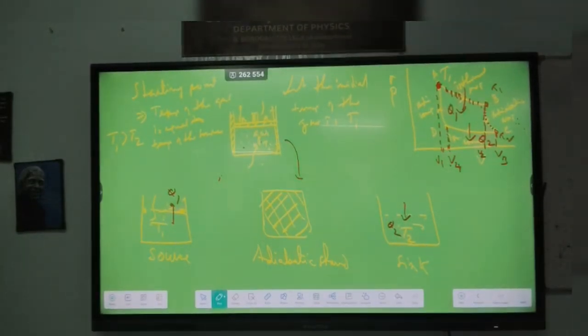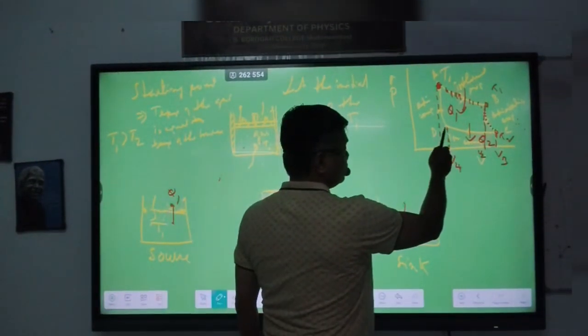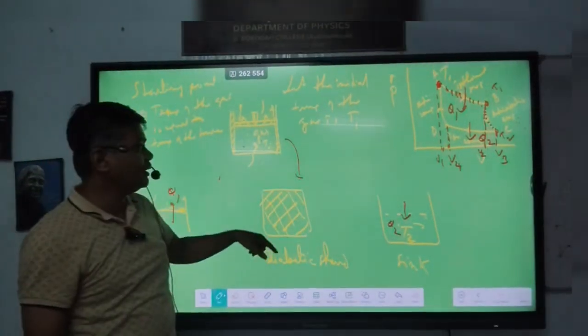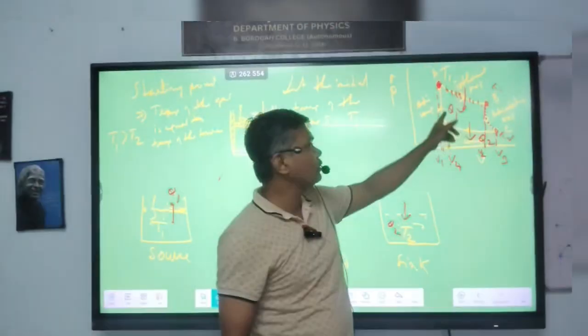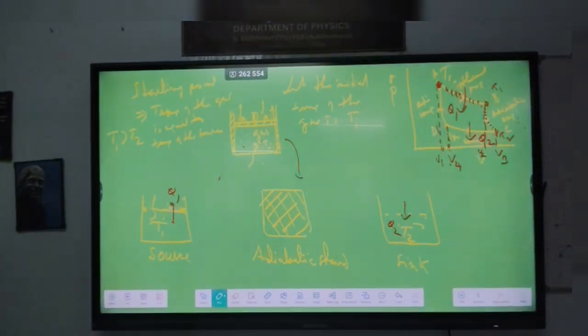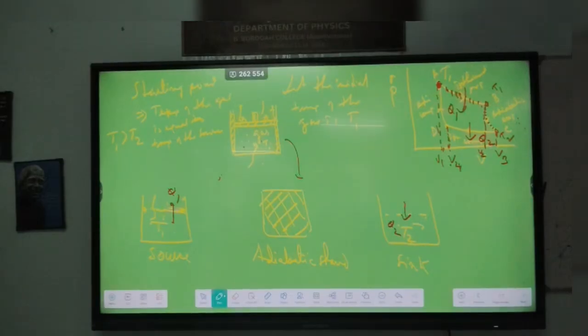Once the sink temperature is reached, then again I will allow the gas to compress, isothermally. After isothermal compression it will come to the volume V4, and after that I will put the gas over the adiabatic stand and allow it to compress adiabatically, and it will go to the initial state A. So I am completing one cycle, a complete cycle process.